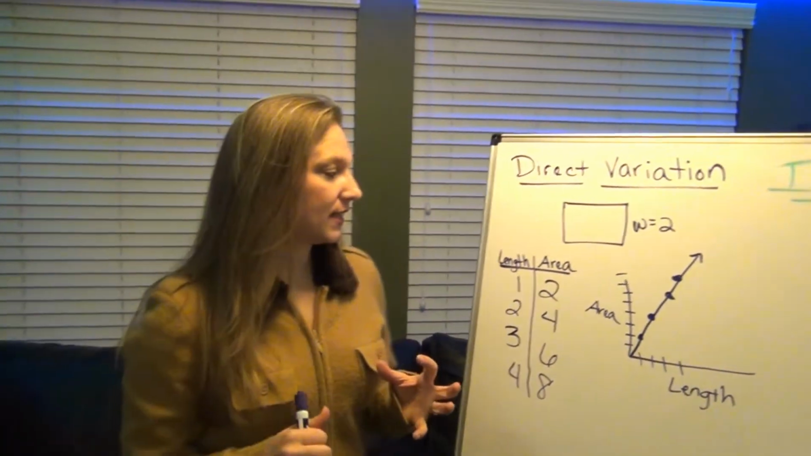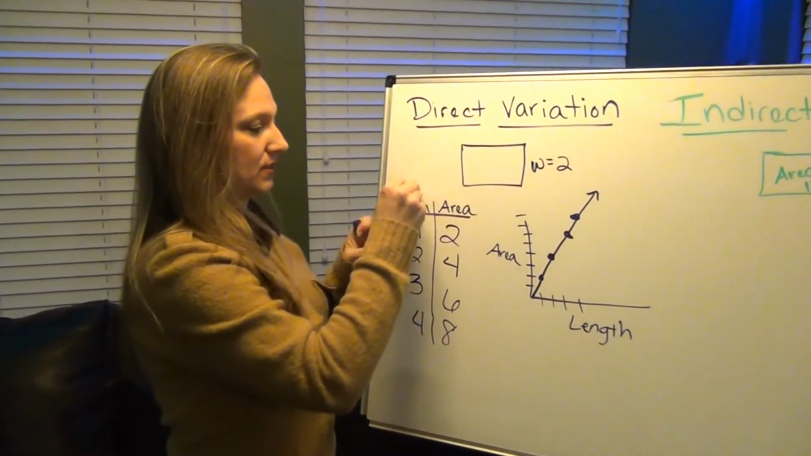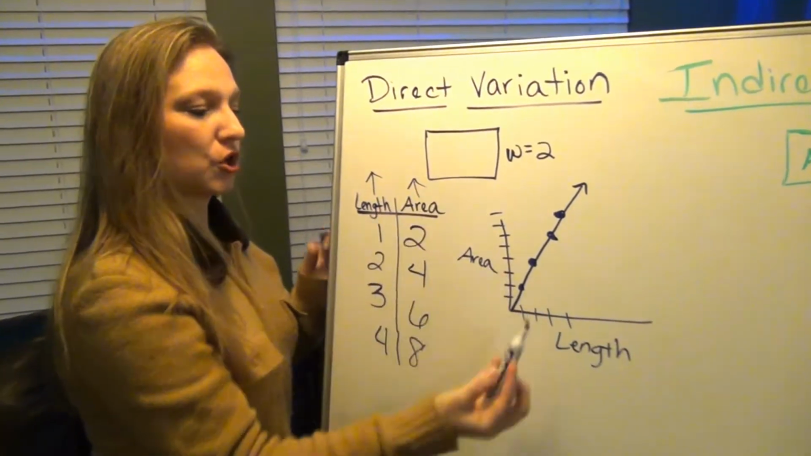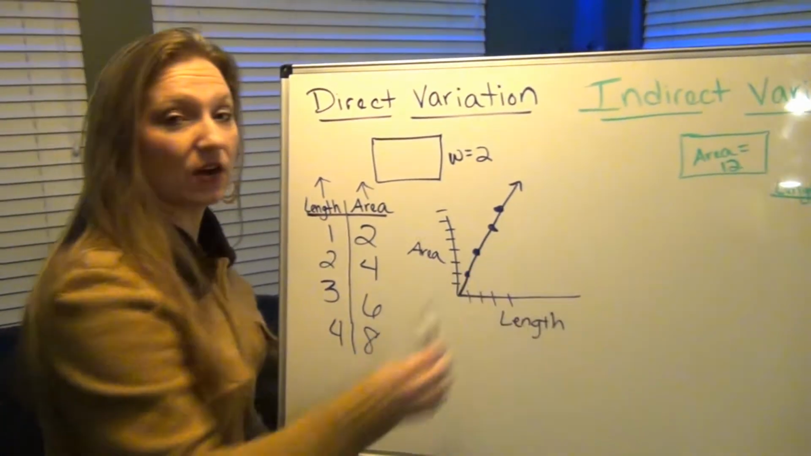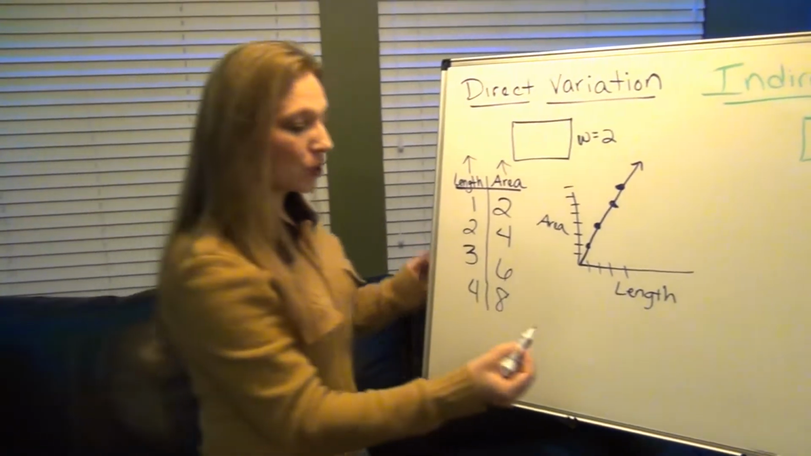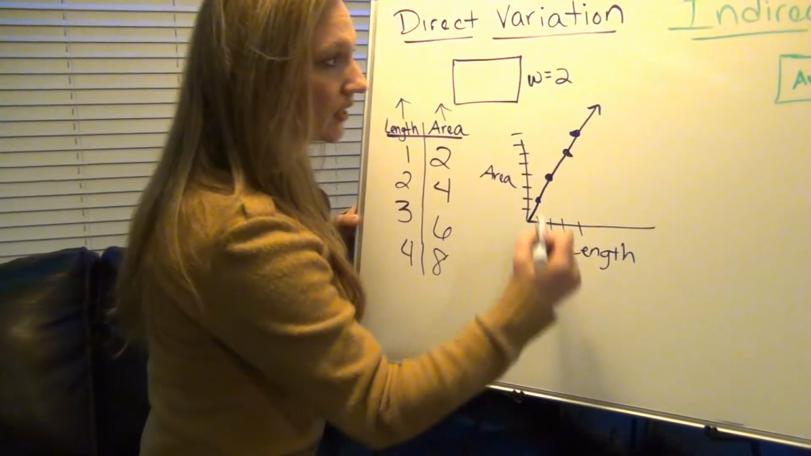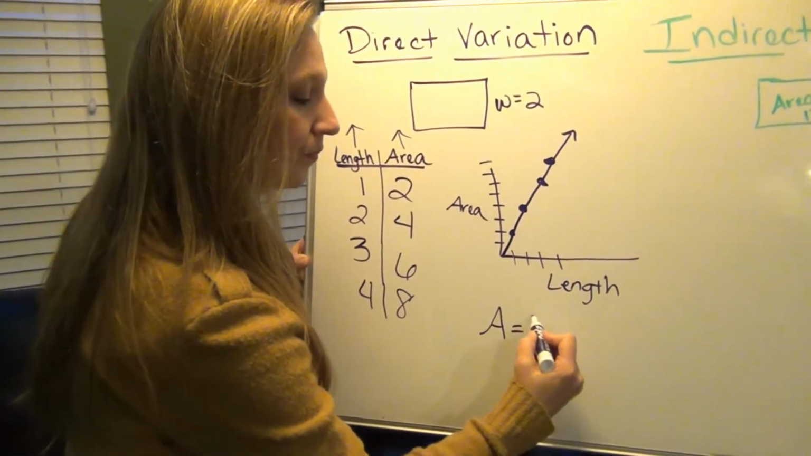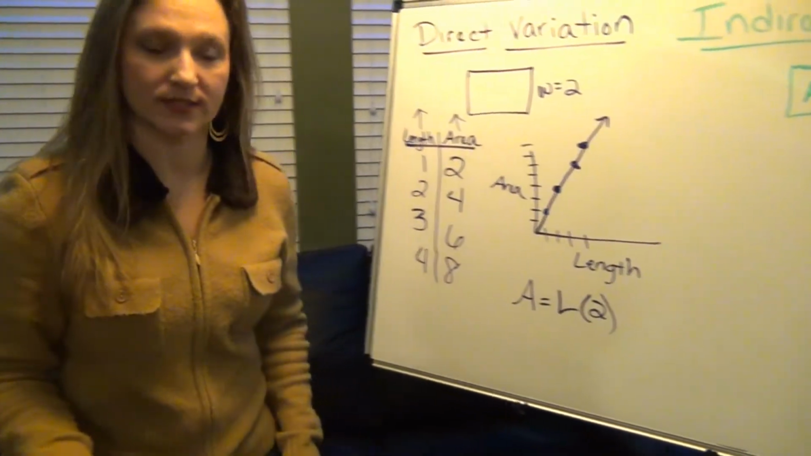And the reason why is because as the length increases, the area also increases. The more we increase the length, the more the area will increase. The formula for this would be area is the length times 2, because we held the width constant.